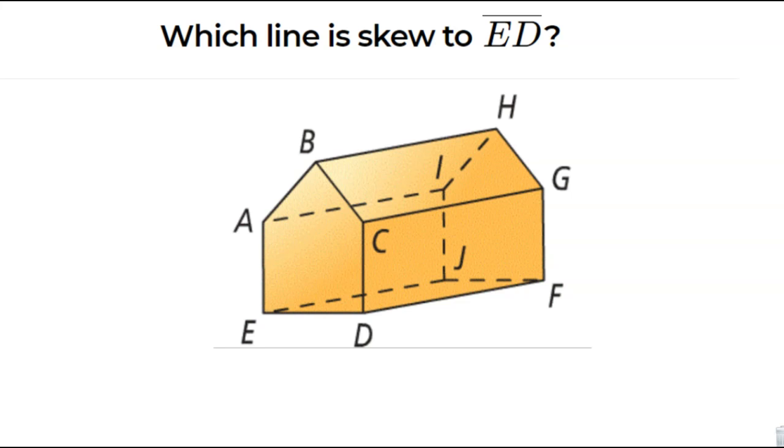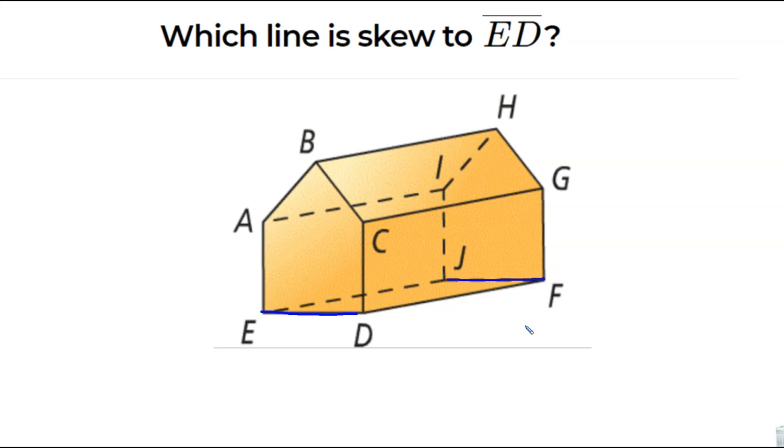All right, first question, which line is skew to ED? So we have line ED here. And remember what a skew line is: a line that doesn't intersect, but it's on a different plane. So it's not parallel, it's skew instead. And here's the difference. I'd say that JF is parallel to ED.